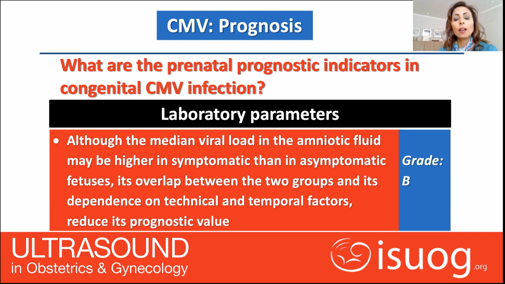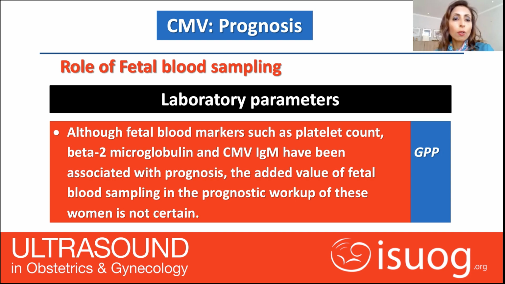Despite the fact that the viral load in the amniotic fluid or the fetal blood, or the platelet count, have been associated with the risk of symptomatic infection, there is overlap between the group that has symptoms and the group that doesn't, as well as technical and temporal factors, which reduce its prognostic value compared to the presence of abnormalities, for example. And therefore, that makes the role of fetal blood sampling in the prognostic workup of these cases not certain.